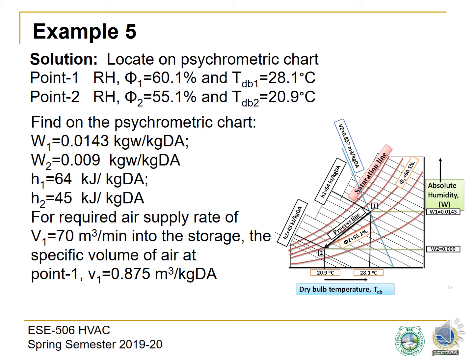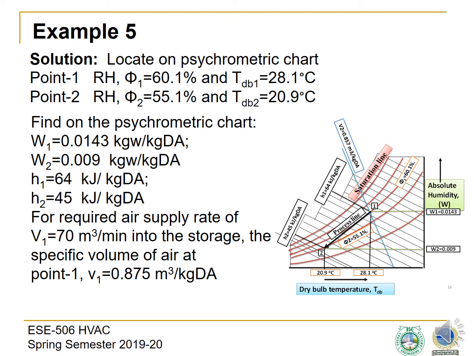The value of W1 was found to be 0.0143 kg of water per kg of dry air, and W2 is equal to 0.009 kg of water per kg of dry air, and enthalpy 1 is 64 kilojoules per kg of dry air, and enthalpy 2 is 45 kilojoules per kg of dry air.